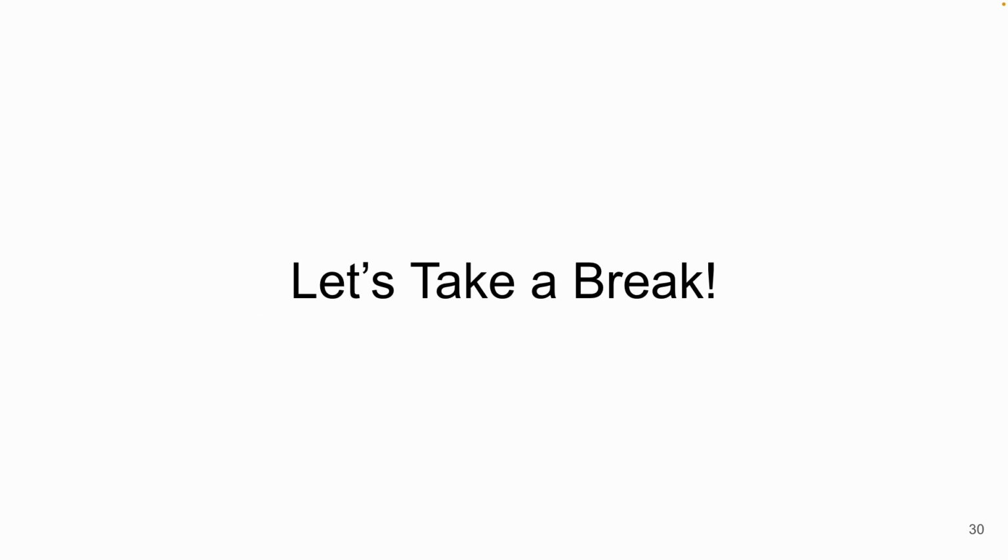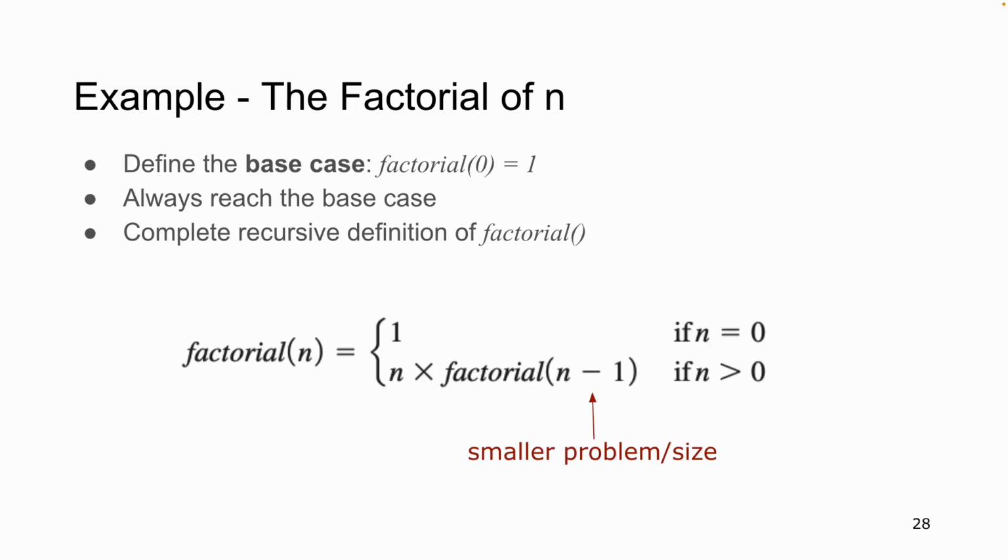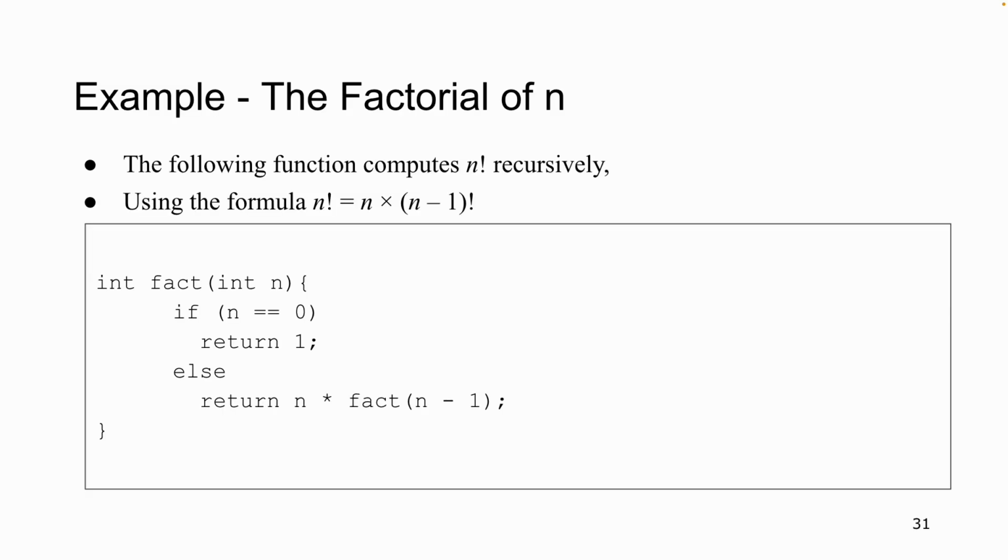And so before the break, we just talked about the factorial of n, right? So after the break, let's check out the C code of factorial of n in the recursive solution. So this function here computes the factorial of n. And this is how we can represent the factorial of n in the mathematical notation.